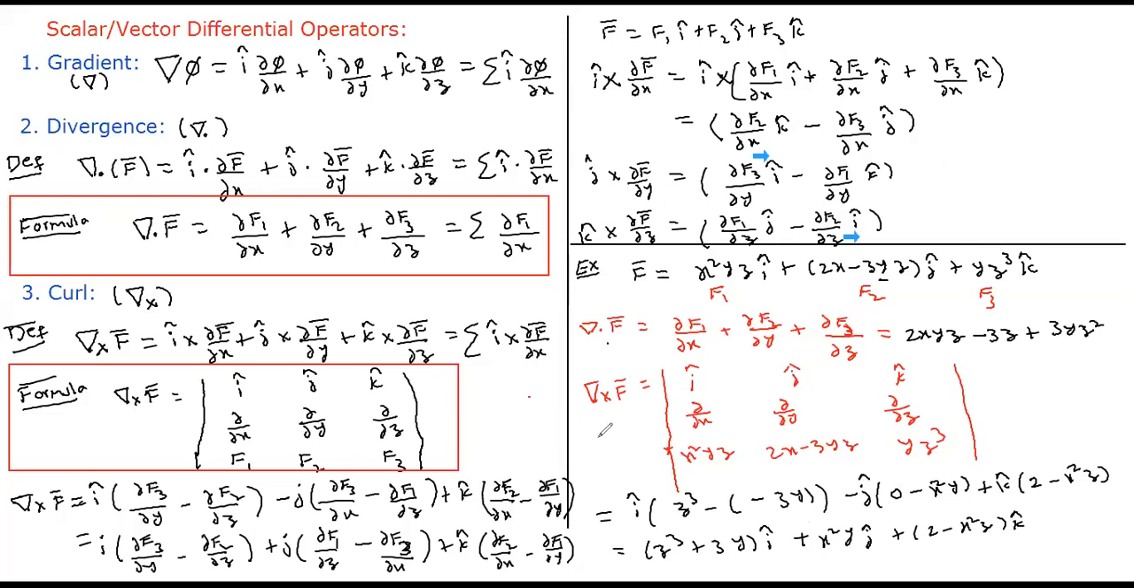Is it okay? So what kind of thing is it? It is a vector, right? So i, j, k, you can see the curl of a vector function is a vector function. So these are the three important definitions: gradient, divergence, and curl.